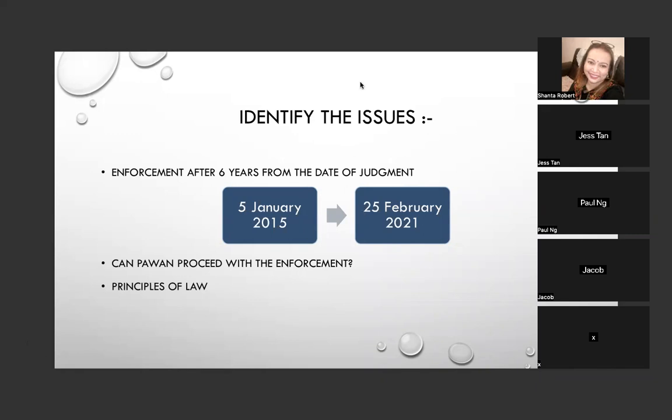Okay. So we have identified the issues itself. The enforcement is 6 years from the date of judgment. So can Pawan still proceed with the enforcement itself? And we'll look at what are the principles of law involved.